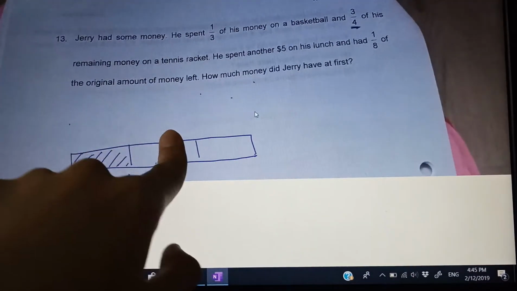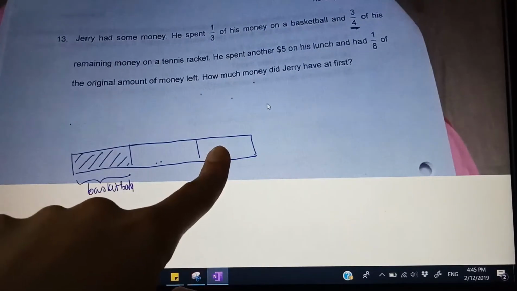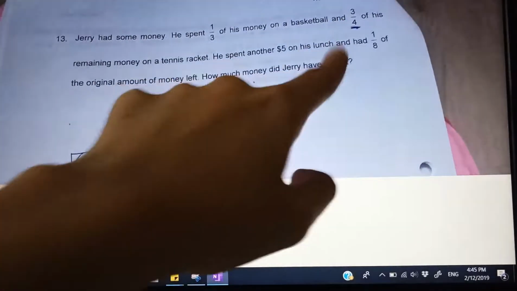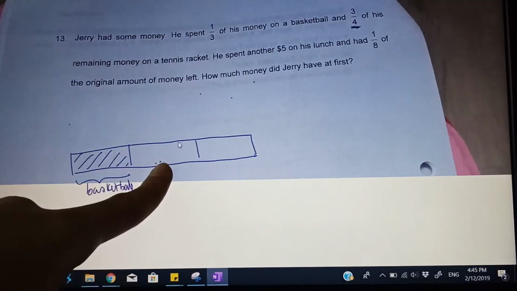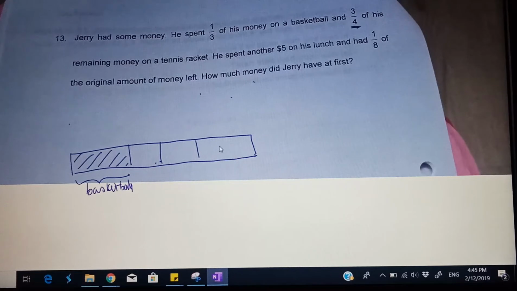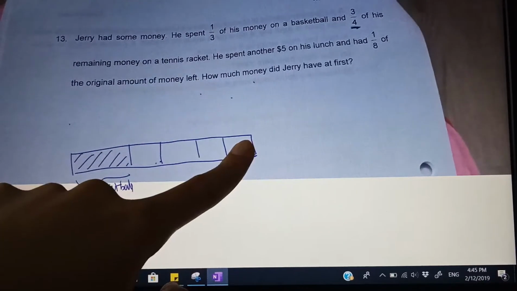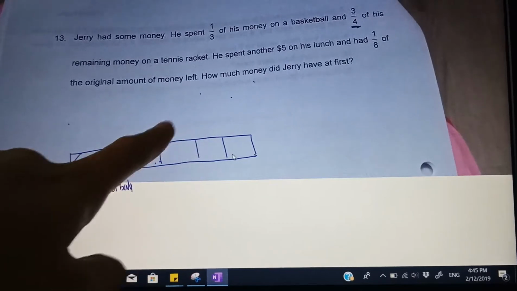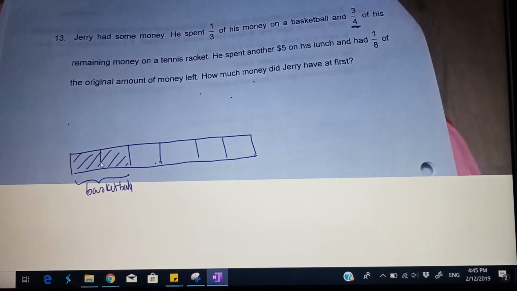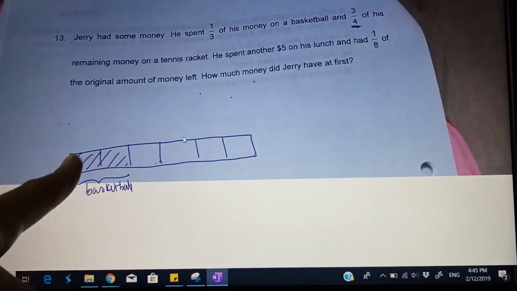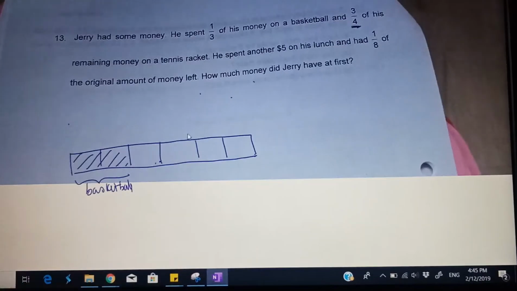But this only has 2. So you have to make these 2 units into 4 units. How do you do that? You split each of them into half. So now you have 4 units, right? Since you split this bigger unit into half, you have to split this one also into half. So now there are 1, 2, 3, 4, 5, 6 units.